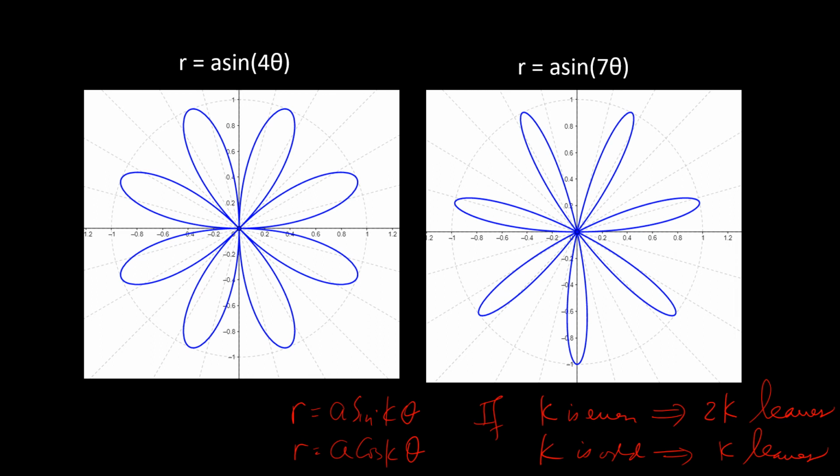Alright, so if you have r equal to a cosine of 5 theta, this will indicate that there are 5 leaves in the graph of the polar curve. For r equal to a sine of 6 theta, this will indicate that there will be 12 leaves in the graph of the polar curve.